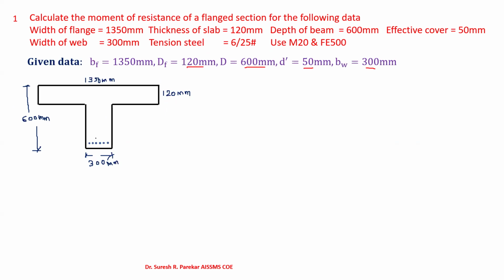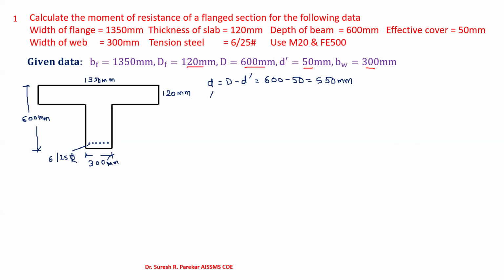And then we have 6 bars of 25 torque. So 6 bars of 25 torque. So these values are given, and we have shown them in the diagram. Now we will have d, which is equal to capital D minus d dash. Capital D is 600 minus d dash 50, so we will get 550 millimeters.